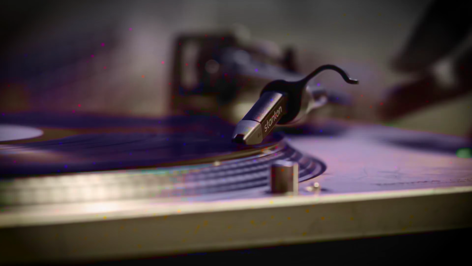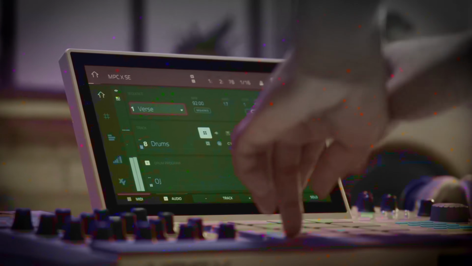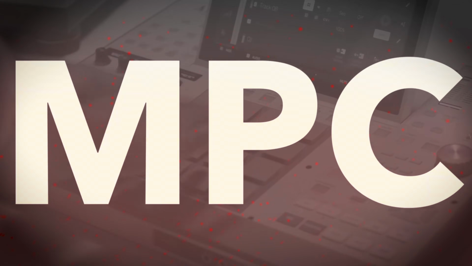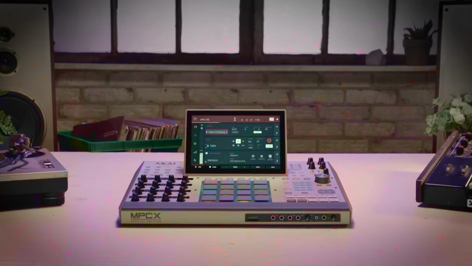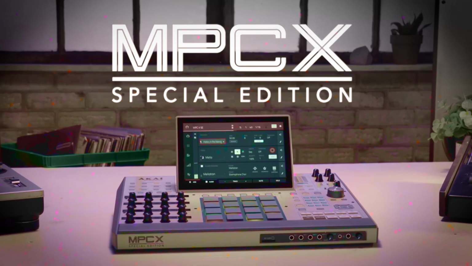Okay, so what is the MPC XSE, you may ask? The MPC XSE is a special edition of the MPC X. It's like the MPC X in every single way, except it has 4 GB of RAM instead of 2. It also has 48 GB of hard drive space instead of 16, and it also has a retro colorway. That is literally the only difference between it and the MPC X.